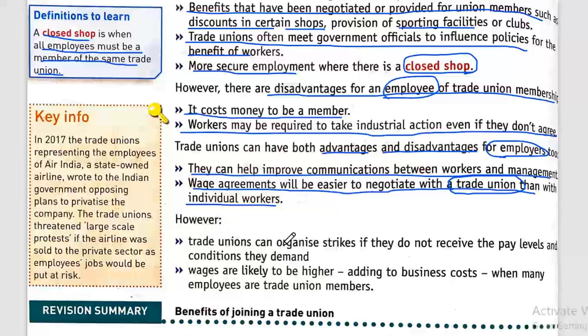However, trade unions can organize strikes if they do not receive the pay level or the conditions they demand. So this trade union can do a strike. They can stop working if I, as an employer, didn't respond to their requests. And wages are likely to be higher, adding to business costs when many employees are trade union members. So if a lot of people in this union want higher wages, it's going to add a lot of costs for me as an employer.